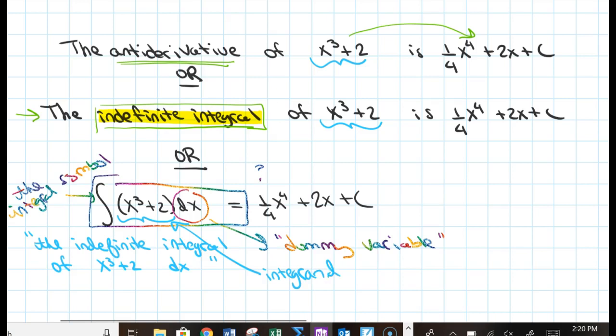So these are vocabulary words we need to know. The integrand is that which we are taking the indefinite integral of, or that which we're taking the antiderivative of. This is the indefinite integral symbol. This is just a dummy variable, and that is what we're just going to call it and leave it as such for right now.